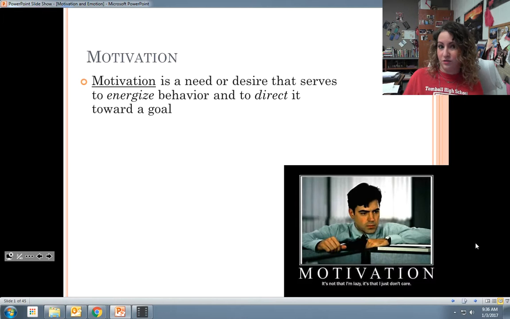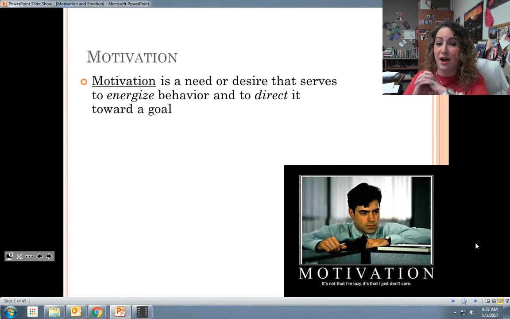The definition for motivation is the need or desire that serves to energize behavior and direct it towards a goal. Notice the two big words in this definition: energize and direction. If you have one of those but not the other, you're not going to have much motivation. Let's say your room is really messy and you need to clean it, and you have all the energy in the world, you just have no direction. You're probably going to end up in your closet finding old trophies and old pictures, sitting in a big pile of mess, reminiscing about the good old times.